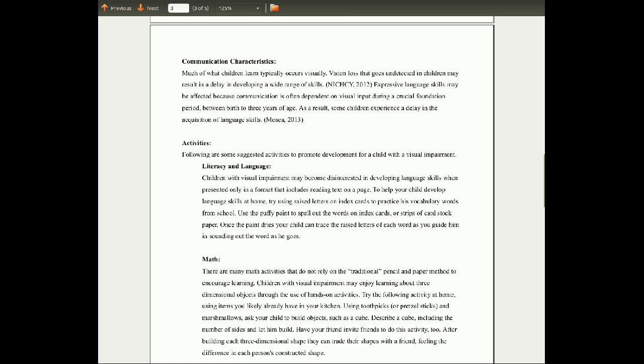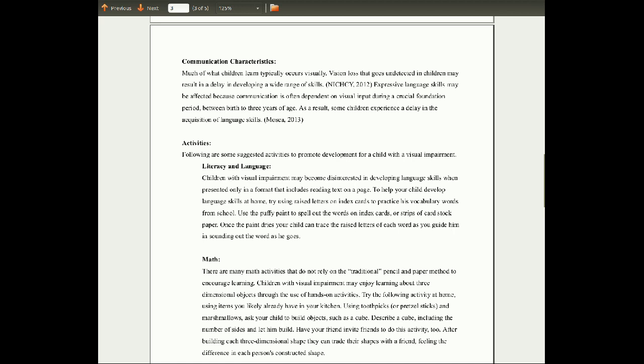So as a parent, what can you do? What can you do to help foster development or promote development for your child who may have a visual impairment? Well, one activity is for literacy and language, because I have already said that children with visual impairment may become disinterested in developing language skills, especially when they're only presented in a format that includes reading text on a page.